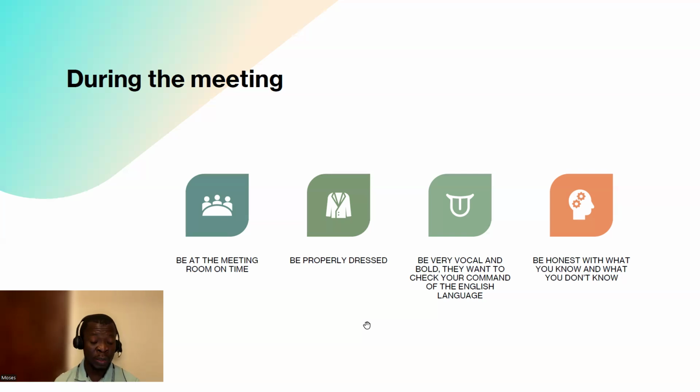Most of the time, especially when it comes to an interview with the graduate committee, if it's not even the supervisor but the graduate committee, they want to look at your command of the English language. Okay, so please make sure that you do not fumble as much as possible. Okay, and then be honest with what you don't know and what you know.